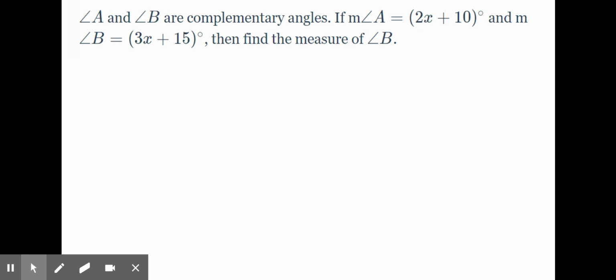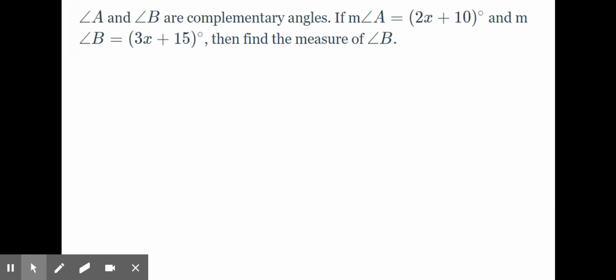A and B are complementary angles. If the measure of angle A is 2x plus 10, and the measure of angle B is 3x plus 15, then find the measure of angle B. The biggest part of this is understanding your vocabulary from this chapter, knowing what a complementary angle is, supplementary angles, vertical angles. Make sure you brush up on all of that so you're not caught off guard.